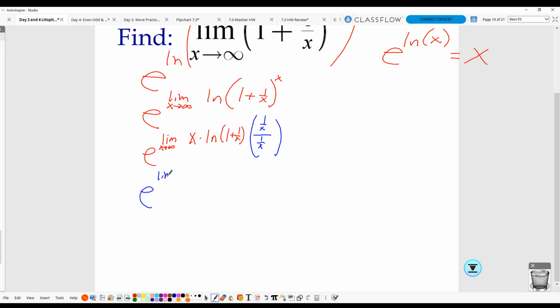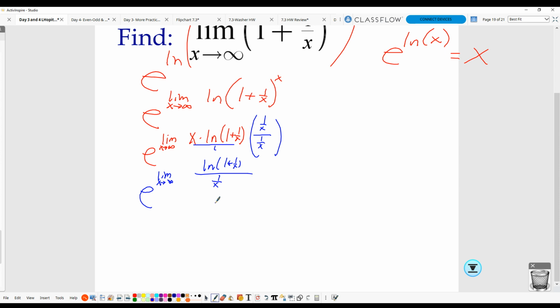I gotta make a fraction. I gotta force some 0 over 0 or some infinity over infinity. Now if I do 1 over x times that x, what happens? It's just 1. So I'm left with natural log of 1 plus 1 over x. And in the bottom, I've got the 1 over x.